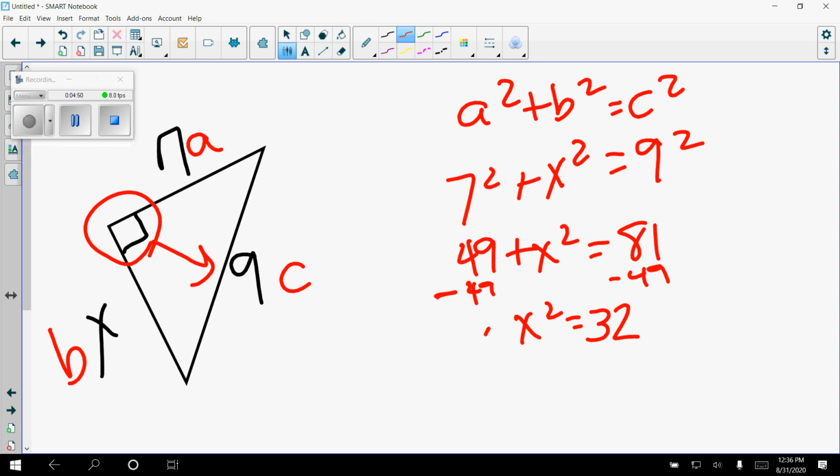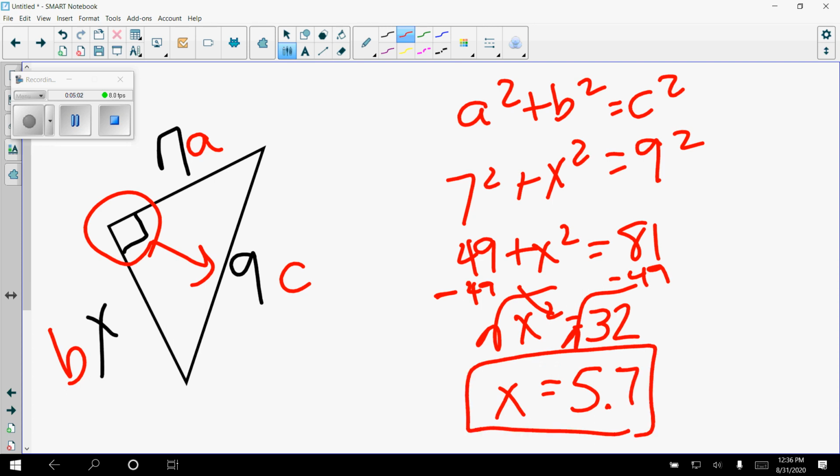Again, I have my x squared here, so I want to square root both sides. 32 is not a nice square root. So these cancel out, and I get x equals 5.7, so I'm rounding to one decimal place. Okay, so those are the basic tenets of a Pythagorean theorem problem. It's a good way to set it up and a good way to solve it, so I can see your work and give you full credit, all that fun stuff.